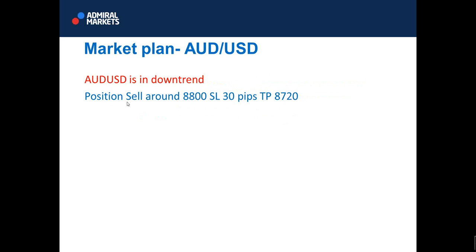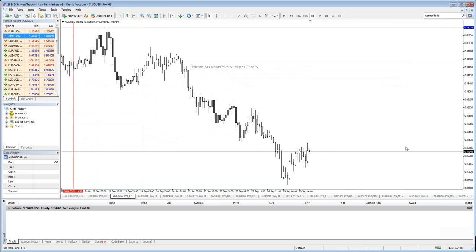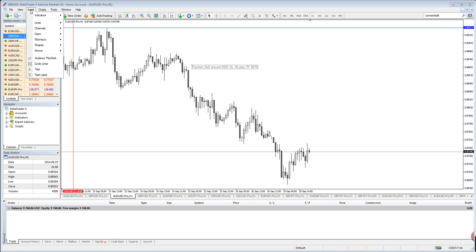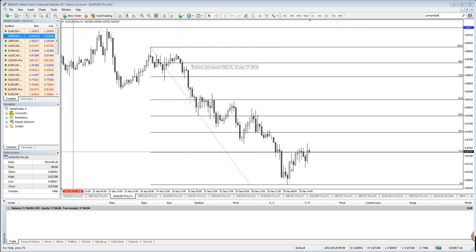AUD is in downtrend, AUD dollar or Aussie. Sell around 88.00, 30 pip stop loss 87.20. So 88.00. So this is the setup for AUD. 88.00. Now I will be looking for a bigger pullback here, guys. This is a very strong trend, zigzag. This is a perfect zigzag, and I don't know how long it will last. It's too much for me at the moment, so I'm looking for a bigger pullback.